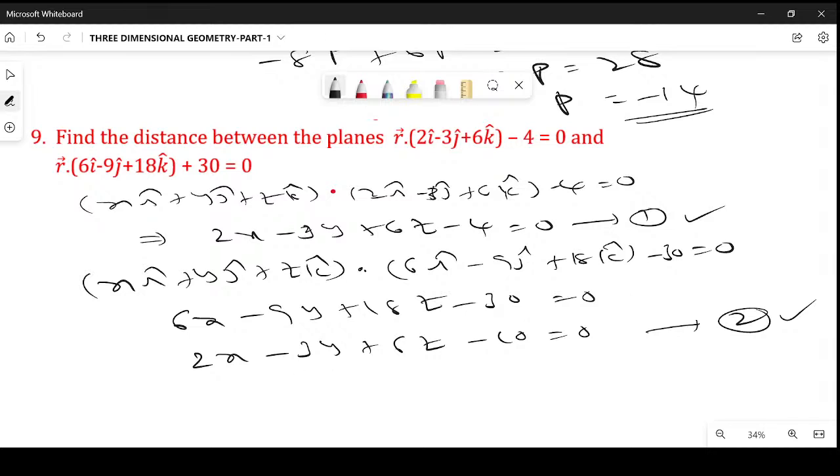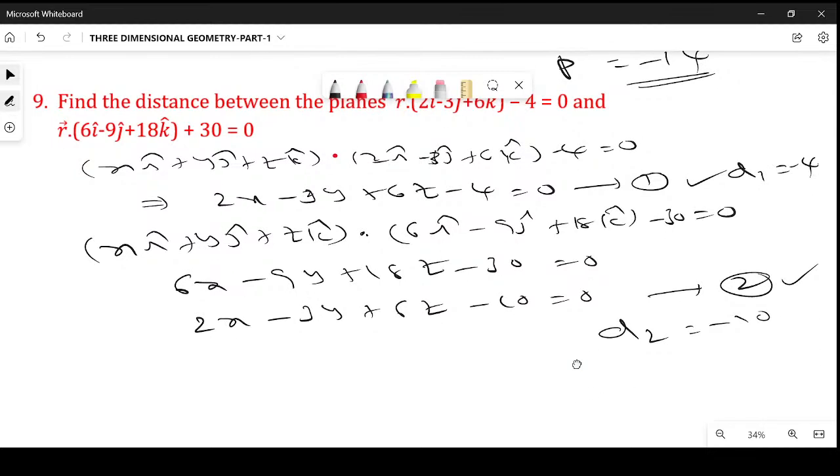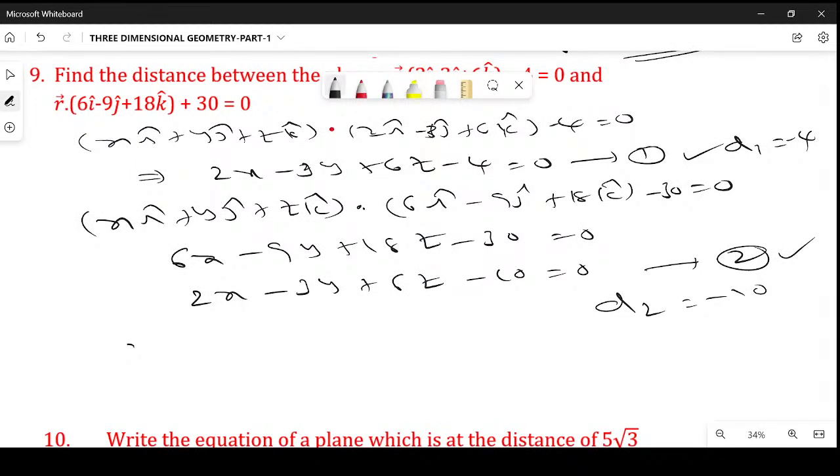So in the first equation, the constant I can write d1 equal to minus 4. Here in this equation I can write d2 equal to minus 10. Right, d1 is minus 4, d2 is minus 10. Why? Because in both the equations, the a value is 2, b value is minus 3 and c value is 6. These are the same for both planes. Since both planes are parallel, a is 2, b is minus 3, c is equal to 6, and d1, d2.